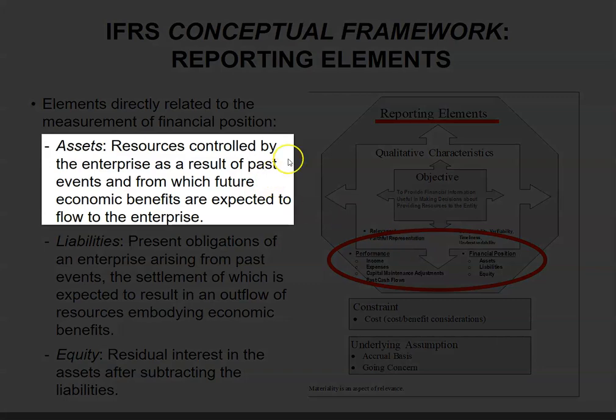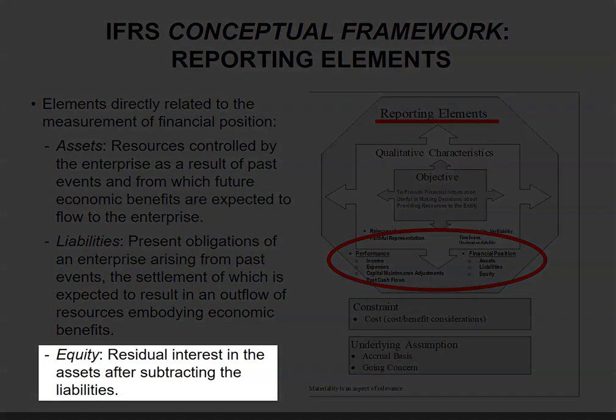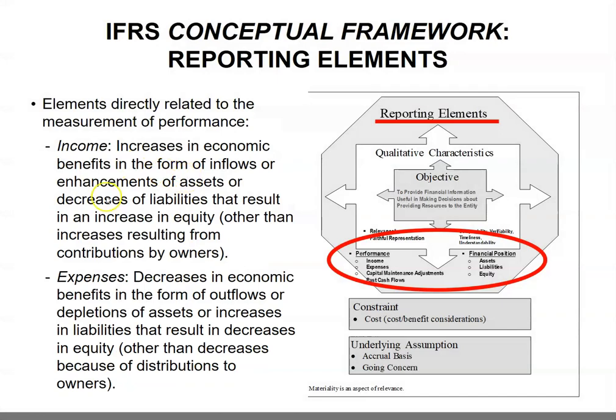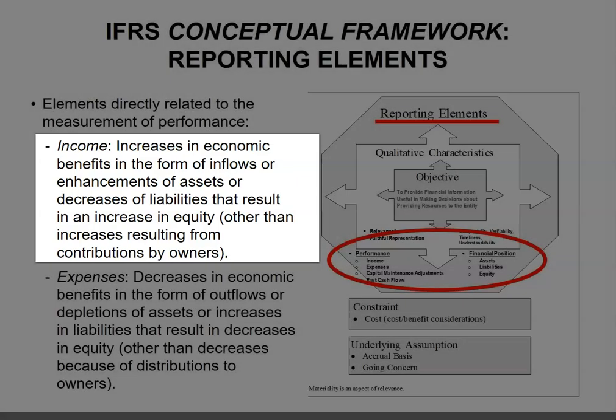Assets, as we know, are resources controlled by the enterprise. Liabilities represent claims on the resources, that is the assets of the enterprise, and equity represents the residual interest, that is assets minus liabilities of the enterprise. Income measures the increases in economic benefits in the form of inflows or increases in value of assets or decreases in the value of liabilities that result in increasing equity. As we know, equity represents the residual, that is assets minus liabilities. However, income does not include any increase resulting from contribution by the owners, for example, issuing new shares.